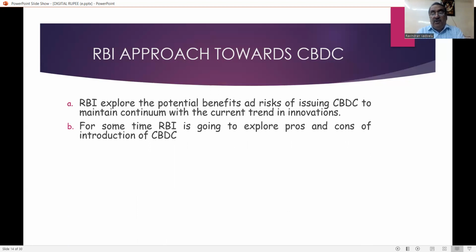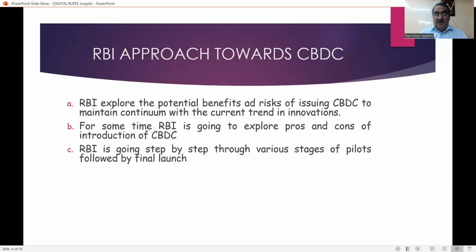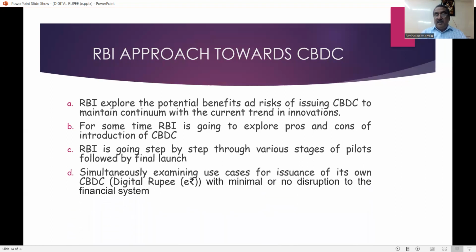This is the first time they are introducing it. They are going to wait and see what the pros and cons are. Then based on that, they will make a lot of modifications to the CBDC concept. RBI is going step by step through various stages of pilots, followed by the final launch, simultaneously examining use cases for issuance of its own CBDC, that is the digital rupee, with minimal or no disruption to finances. Because the introduction of the digital rupee will not affect the financial system of the country.